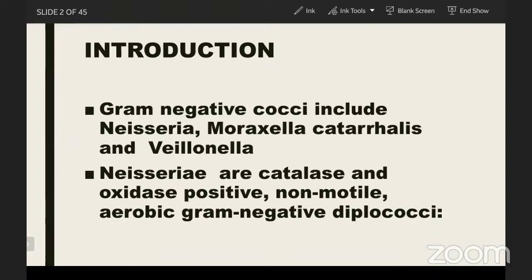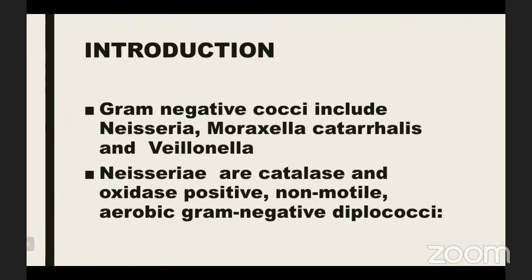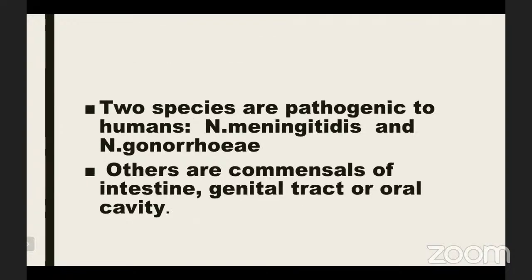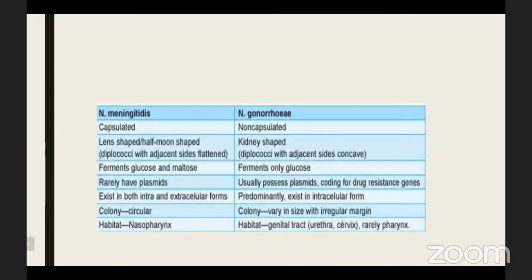Topic for today's session is Neisseria and Moraxella. Neisseria, Moraxella catarrhalis and Veillonella are gram-negative cocci. Neisseria are catalase positive and oxidase positive. Neisseria is a non-motile and aerobic gram-negative diplococci. Two species are pathogenic to humans, that will cause disease. One is Neisseria meningitidis and the other one is Neisseria gonorrhoeae. Others are common flora of the intestine, genital tract or oral cavity.